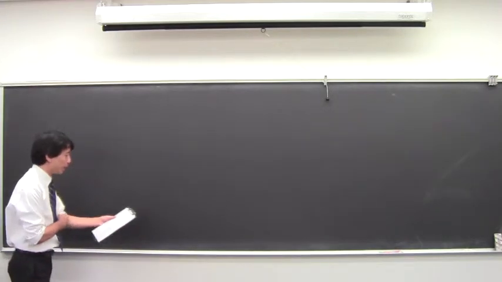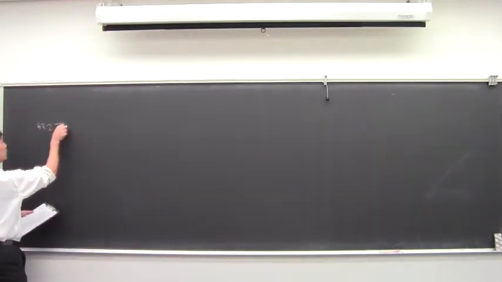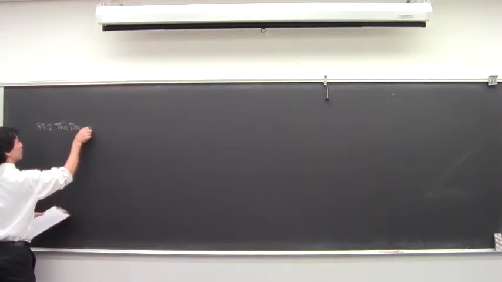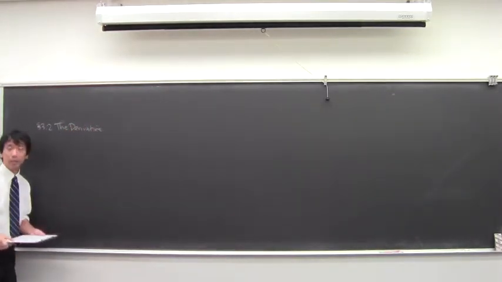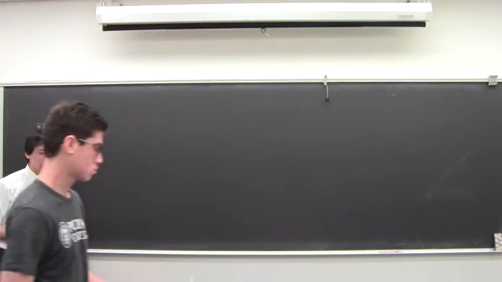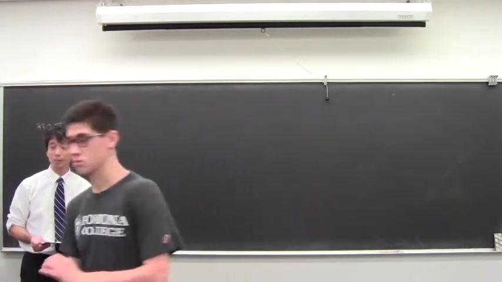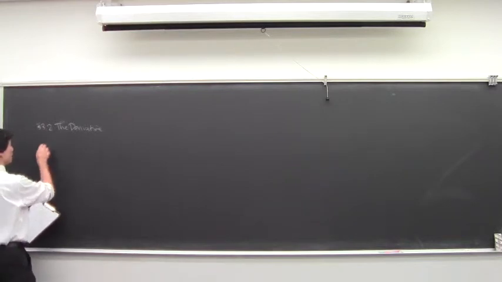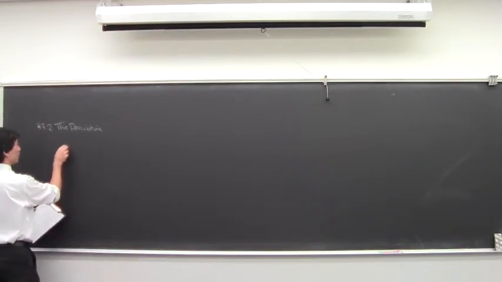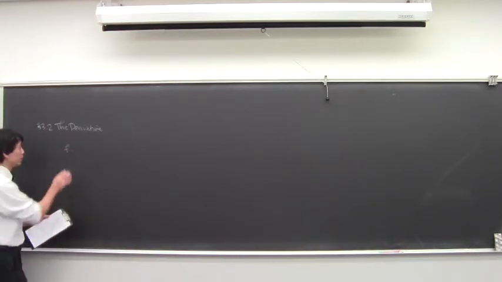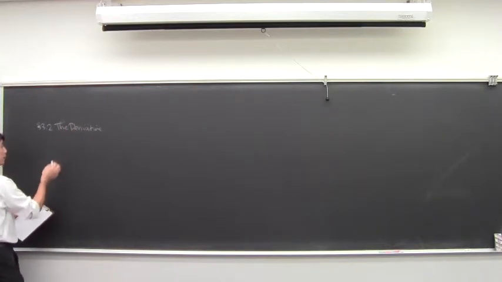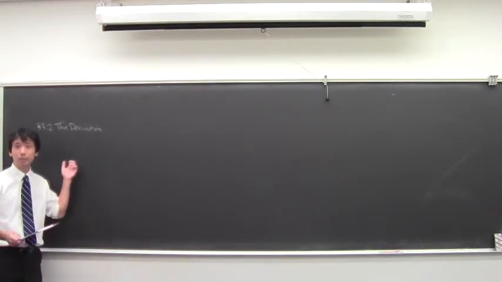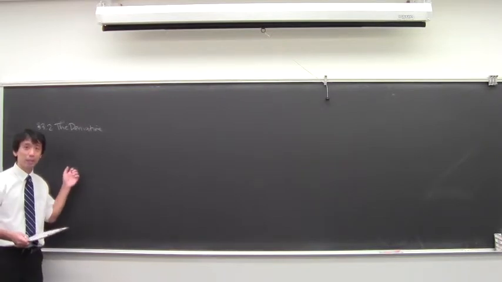Okay, so we're in section 3.2. We're talking about the derivative. Somebody tell me what it means. What's the derivative? Here's some function. What do we mean by the derivative at some point? Yeah, Sarah. The instantaneous rate of change.